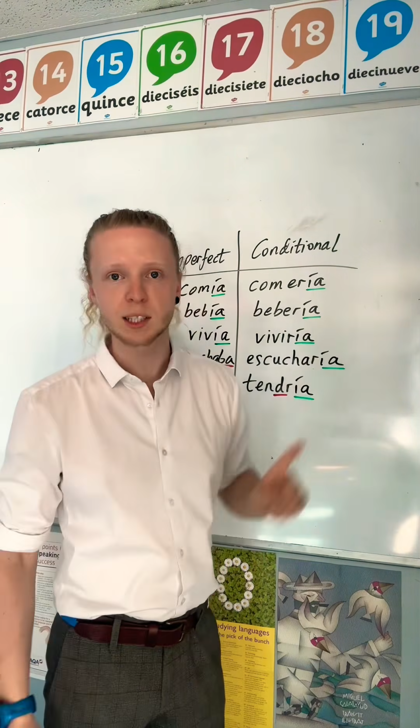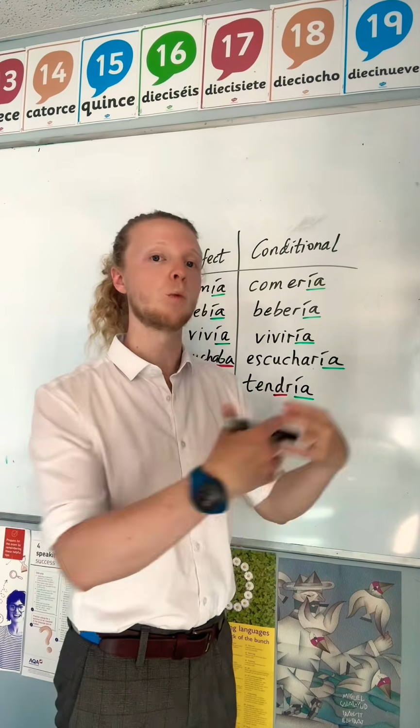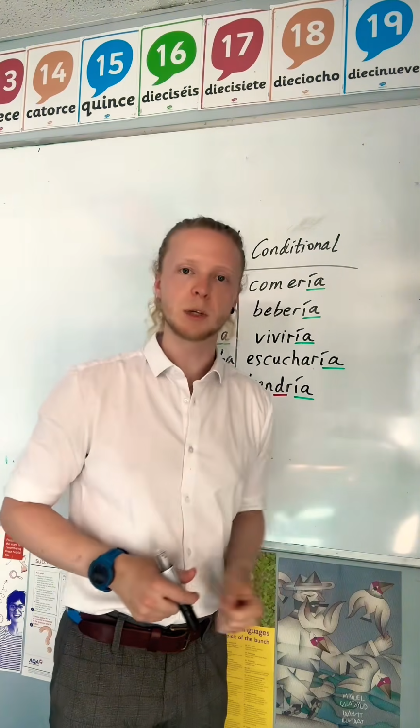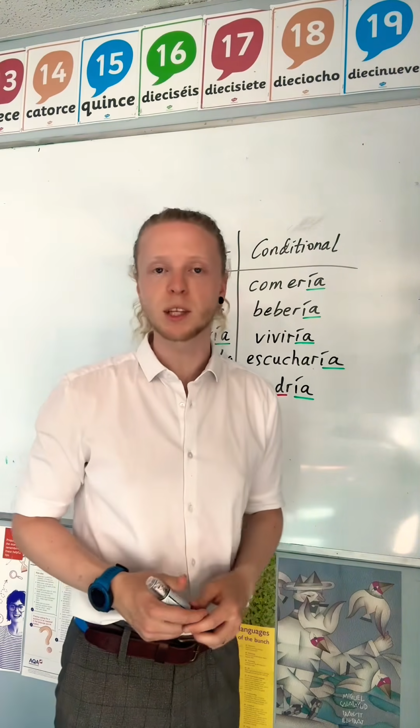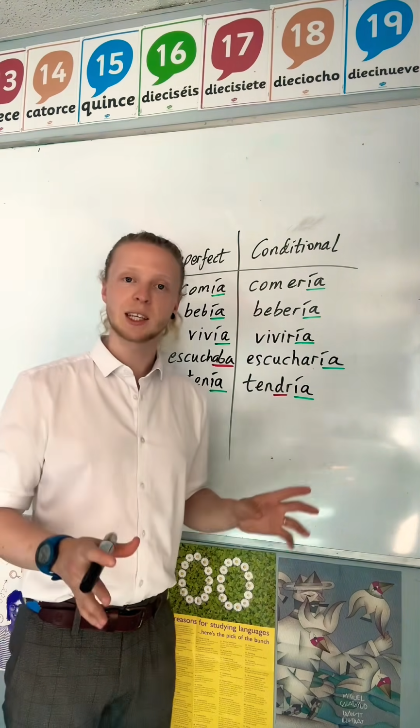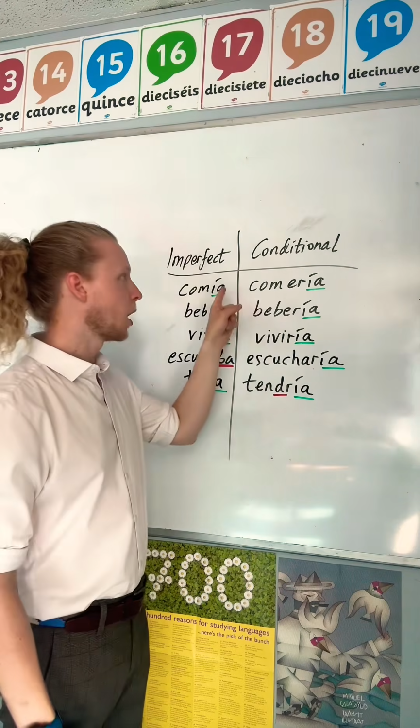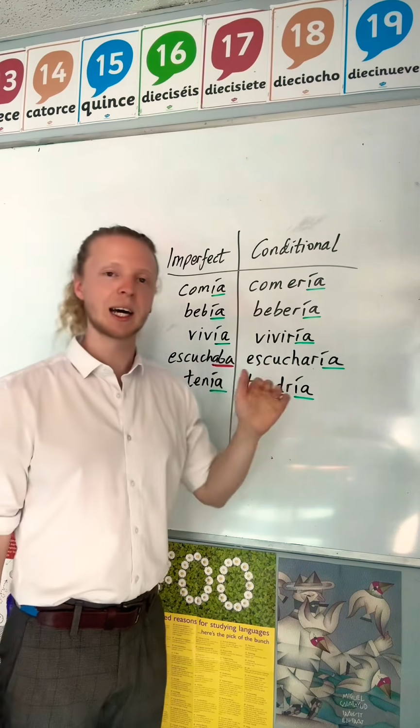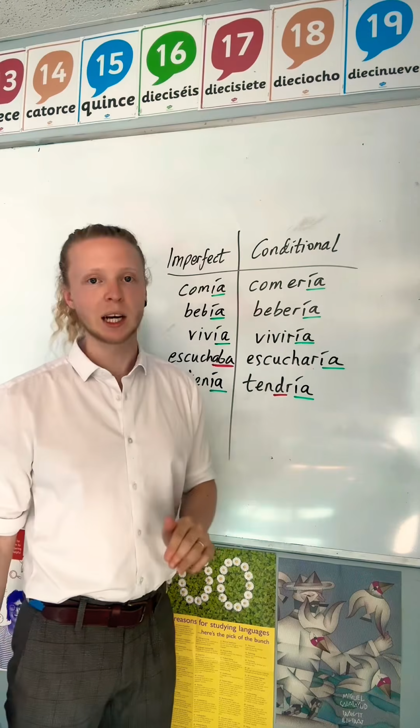The conditional tense, however, is used for talking about what you would do, a verb that would be done in the future in a hypothetical situation. So the endings that can cause a bit of confusion are the ia endings. Ia, ias, ia, iamos, iais, ian.